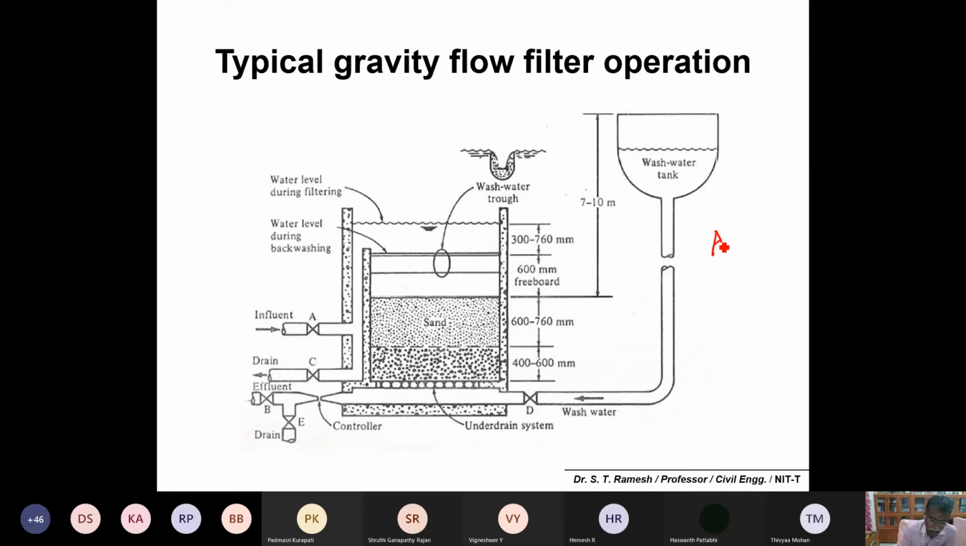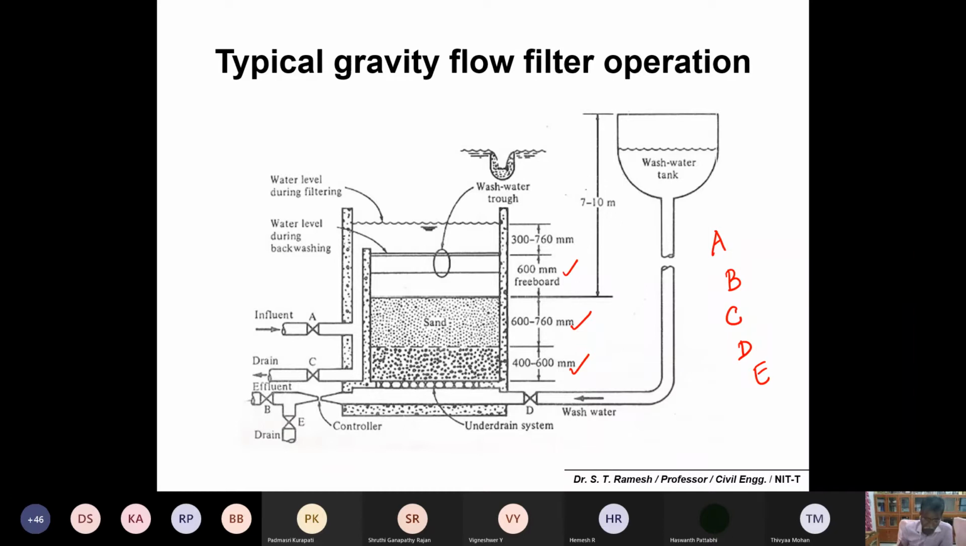Now there are valves A, B, C, D, E. These are the valve positions in a typical gravity flow filter. Remember that you can provide 600 millimeter as freeboard, 0.6 to 0.76 meter as the sand layer, and 0.4 to 0.6 meter as the support layer, the gravel layer, and at the bottom you can see the underdrain system.